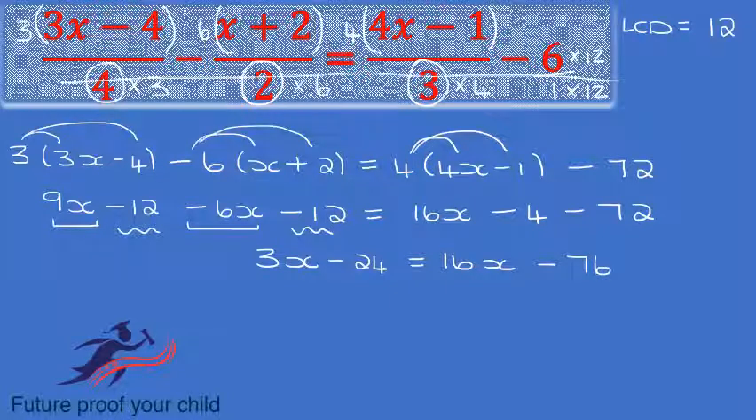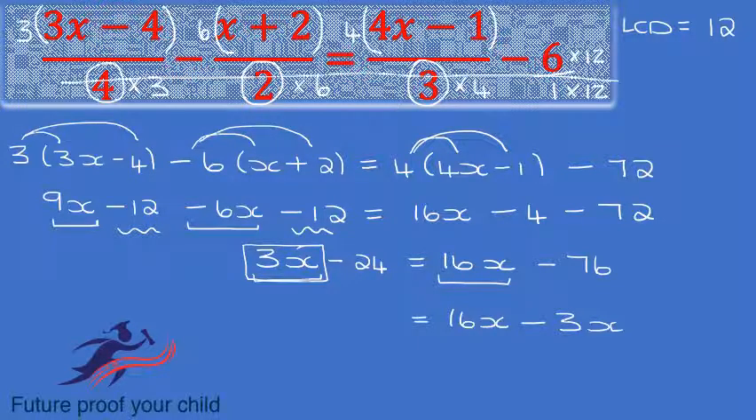Then over here, I have a look and I see I've got a 3x over here and I've got a 16x over here. So I'm going to keep my 16x on this side as it's positive there already. And I'm going to say I want to get rid of the 3x on this side. So I'm going to subtract 3x.